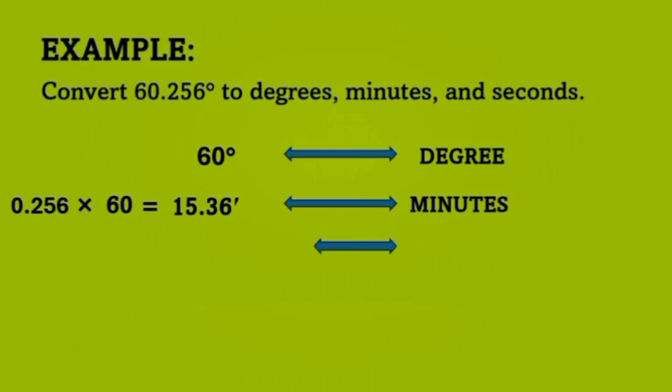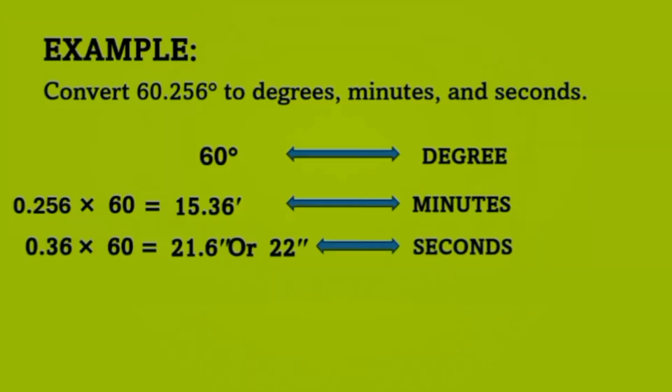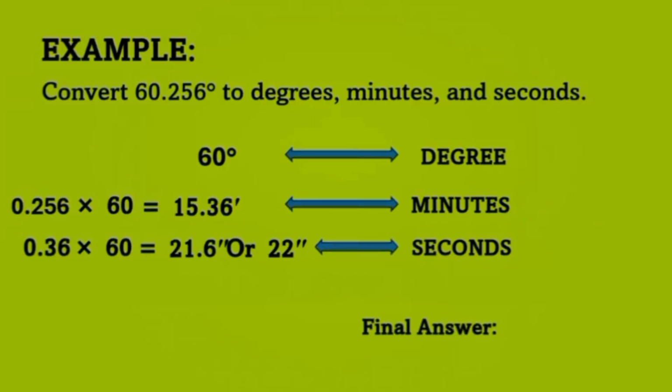And lastly, step 3, take the decimal part from 15.36 minutes, which is 0.36, and multiply it by 60 to get the seconds, which is equal to 21.6. You can also round it up to 22 seconds. And that is our final seconds. And now we already have the degrees, minutes, and seconds. And our final answer is 60.256 degrees is equal to 60 degrees, 15 minutes, and 22 seconds.